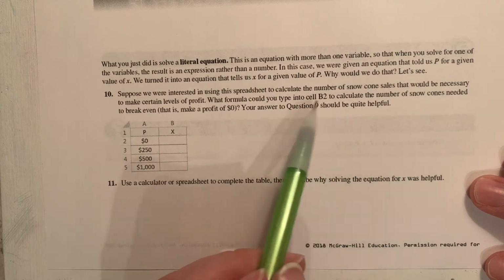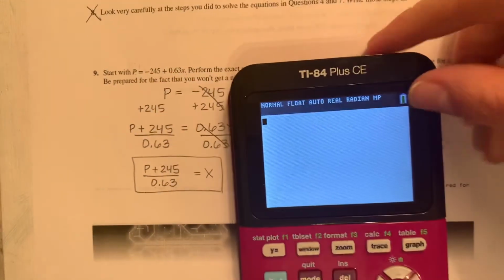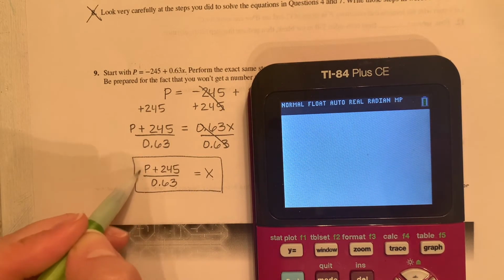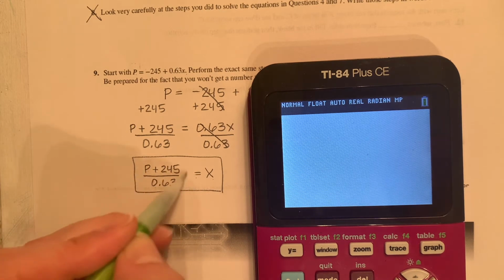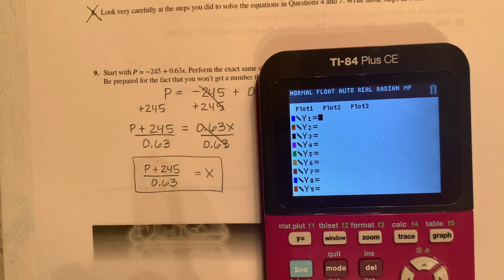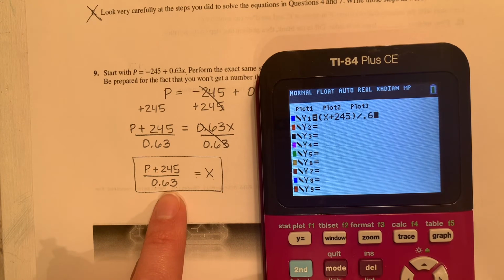Now it says that you can use a formula in an Excel spreadsheet or a Google spreadsheet, but that's not really necessary. We can just make our own table, and what we can do is type it into our calculator. So we are going to treat, I know it's kind of going opposite, but we're going to treat this like the y and the p like the x. So it's y equals, and then all of this is going to go in our equation. So go to your y equals, clear out anything that's in there. Our numerator has to be in parentheses, so we're going to type x plus 245 in parentheses, and then divided by 0.63. Okay, go ahead and press enter.